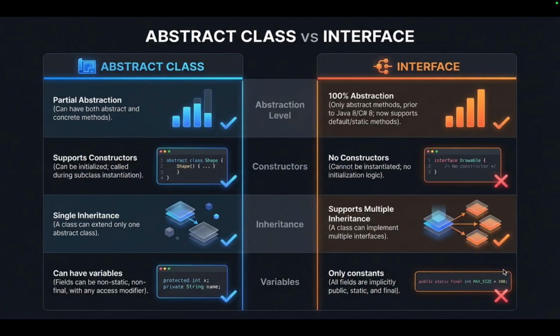Abstract class versus interface. Let us quickly compare abstract class and interface. Abstract class provides partial abstraction, interface provides 100% abstraction. Abstract class supports constructors, interface does not. Abstract class supports single inheritance, interface supports multiple inheritance. This table is very important for interviews.